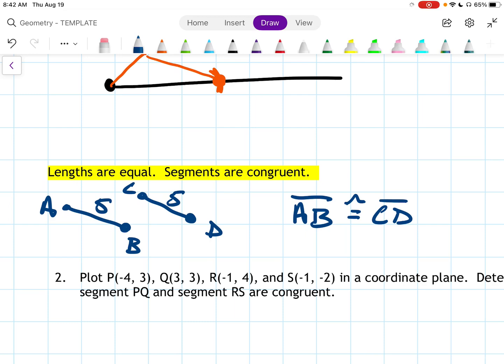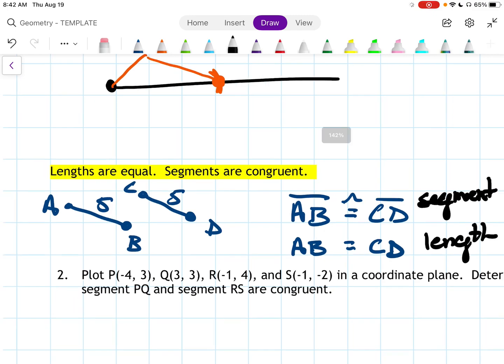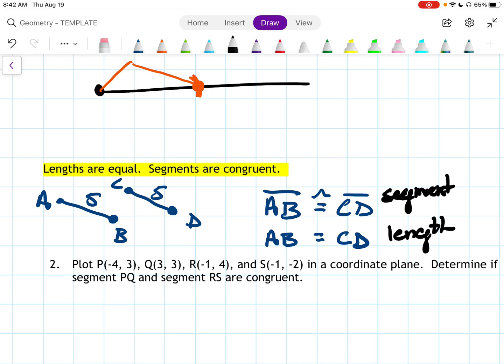They're equal. They have the same length. We could also say that plain old AB equals CD, right? This is the segment, and this is the length, right? If you don't have the line above it, you're talking about the length of it. If you have the line above it, you're actually talking about that physical piece of it.